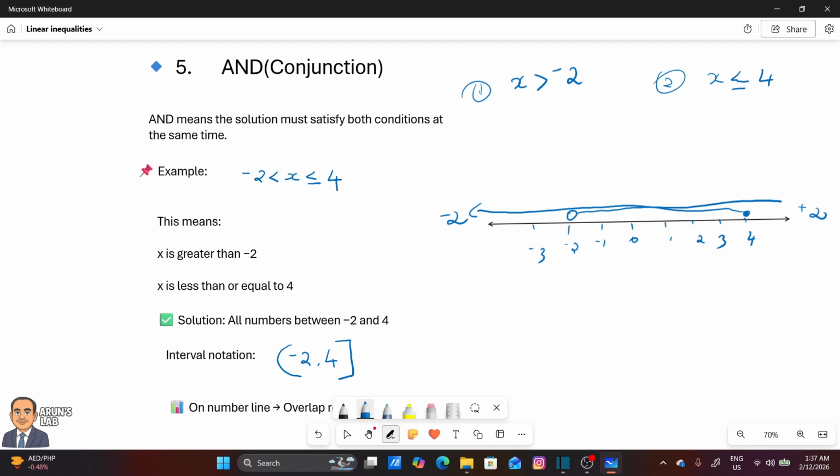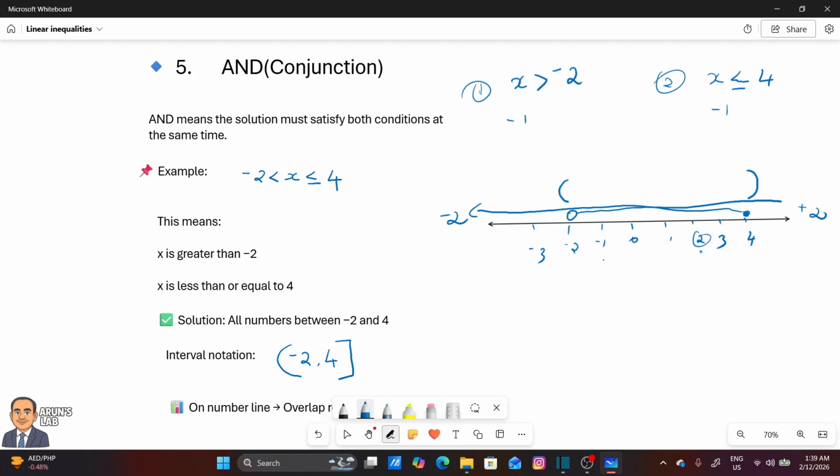Now how will we combine these two using the and function? And means the solution must satisfy both conditions at the same time. In these two inequalities, which x values are common to both? This is the common region. Any value in this common region, if we put it into both inequality equations at the same time, will make them true. For example, minus 1. We substitute minus 1 on both sides. Is x greater than minus 2? Minus 1 is greater than minus 2, yes, true. Same thing here: minus 1 is less than or equal to 4, true.